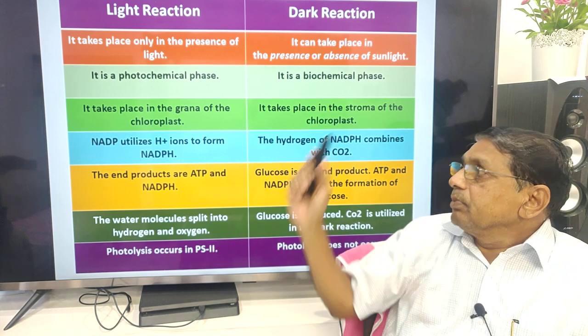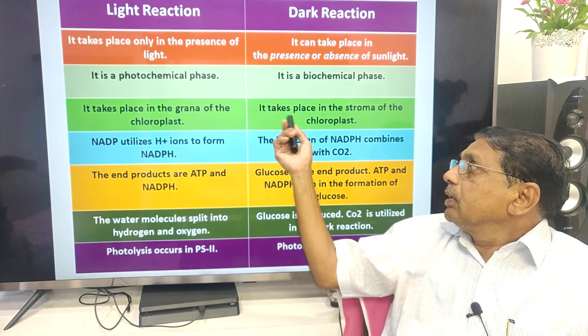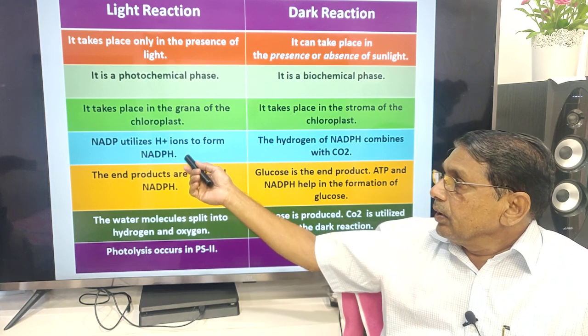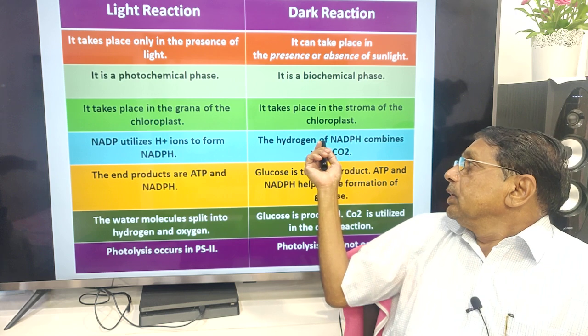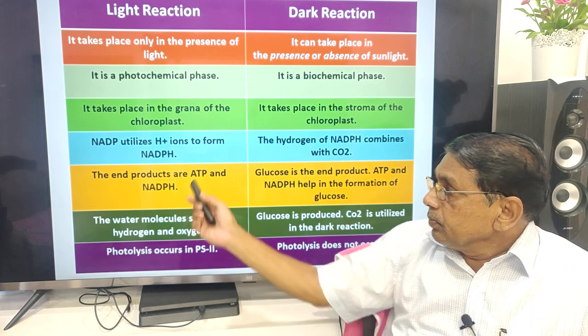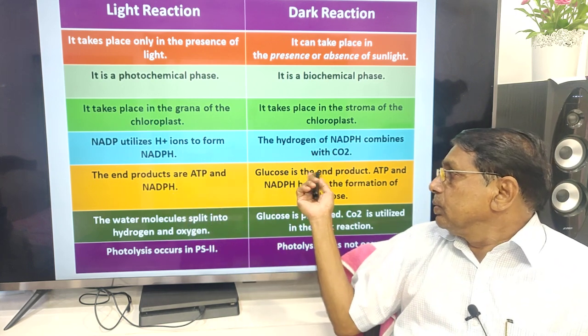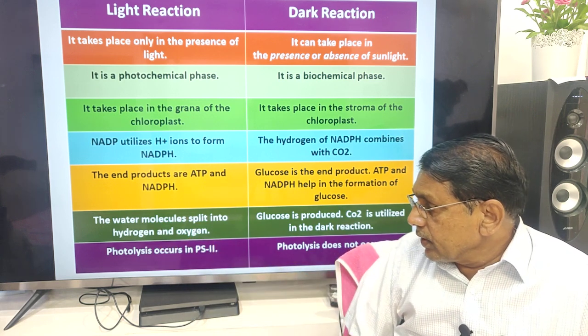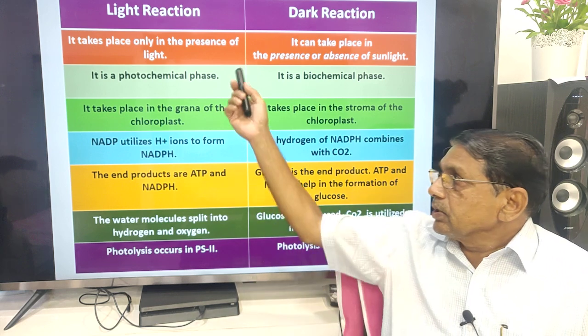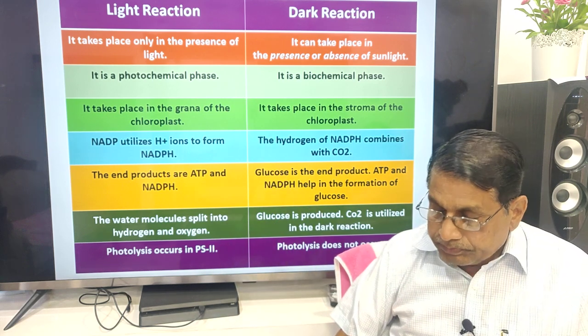Photochemical phase, biochemical phase, grana, stroma. Here it is NADP to NADPH. Then here the end products are ATP and NADPH. Glucose is the end product. Then photolysis of water. All these are the main differences.